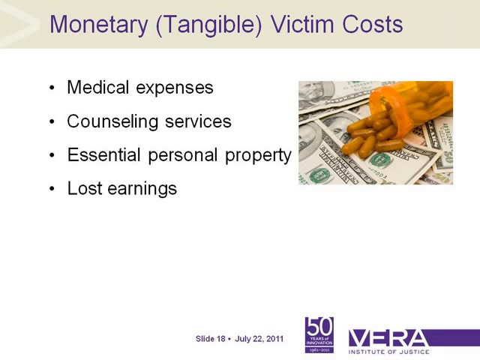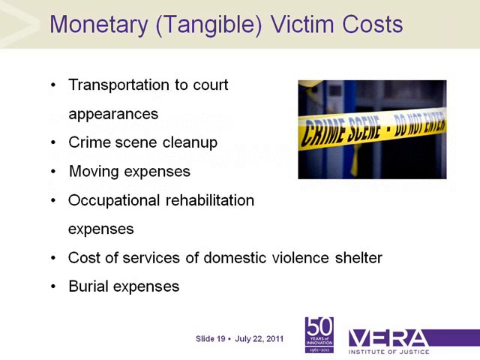And finally, another of the primary is lost earnings. If a person is physically injured, whether they're out of work a day or several weeks or forever as a result of the crime, these are costs to the victim. Additional tangible costs are the following. These include transportation to court appearances, crime scene cleanup, moving expenses, occupational rehabilitation expenses, the costs of domestic violence services and shelter, and burial expenses.